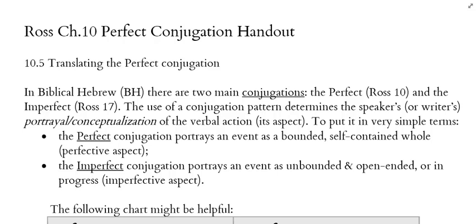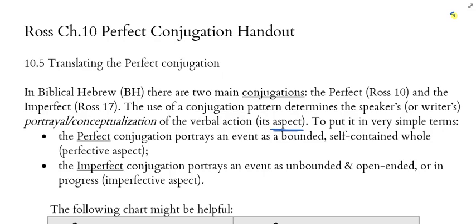In biblical Hebrew, there are 2 main conjugation patterns that Hebrew verbs follow. The perfect conjugation, which we are learning here in Ross chapter 10, and then the imperfect conjugation, which we will be tackling in Ross chapter 17. The use of a conjugation pattern determines the speaker's or writer's portrayal or conception of the verbal action. This is known as its aspect.